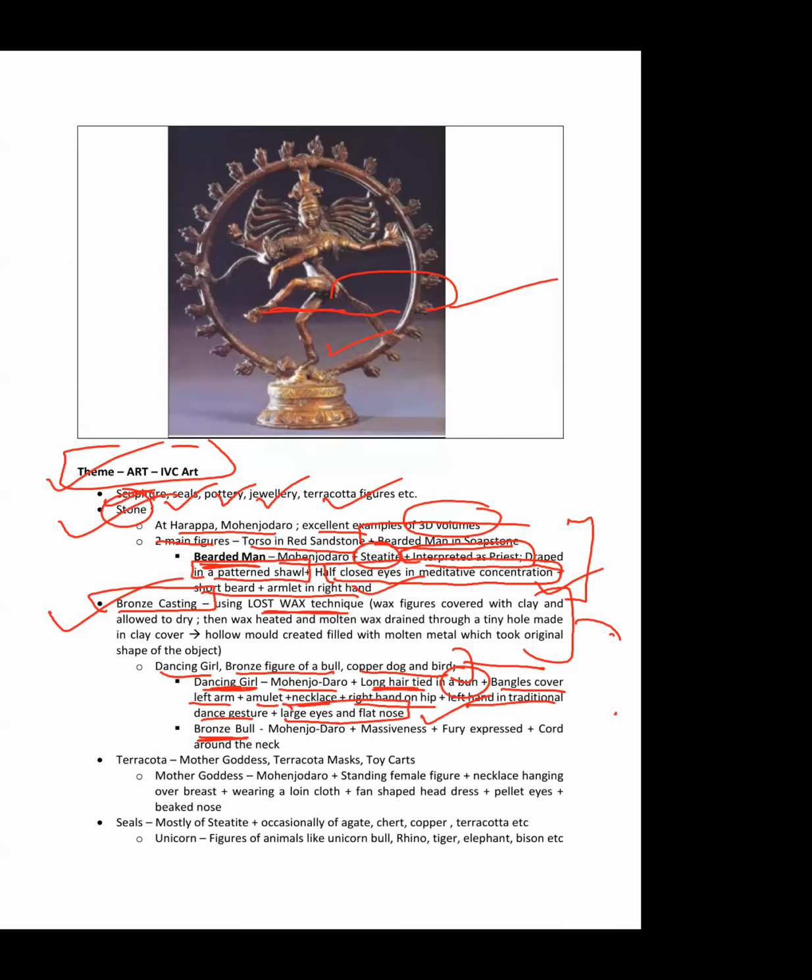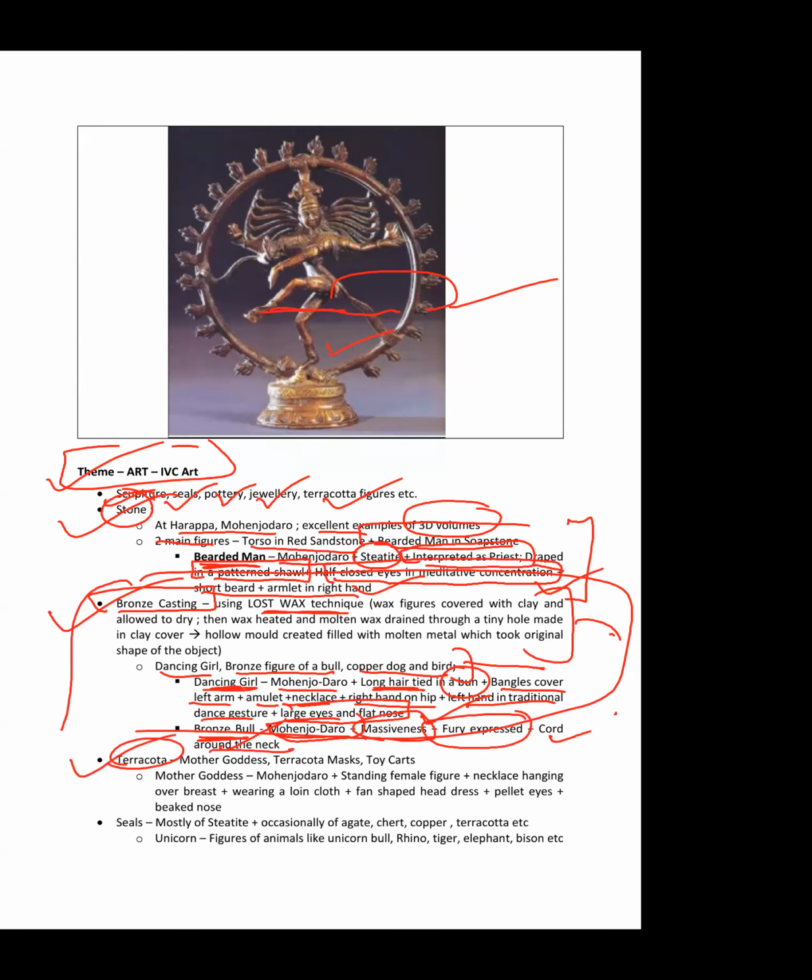Bronze bull. This is another, so that if a question centers around bronze sculpture, you know that okay, this thing also I can mention, right? Bronze bull, it is in Mohenjo-daro, known for its massiveness and the way the posture is there, right? It shows some fury, some fierce attitude of the bull, right? It has a cord around the neck.